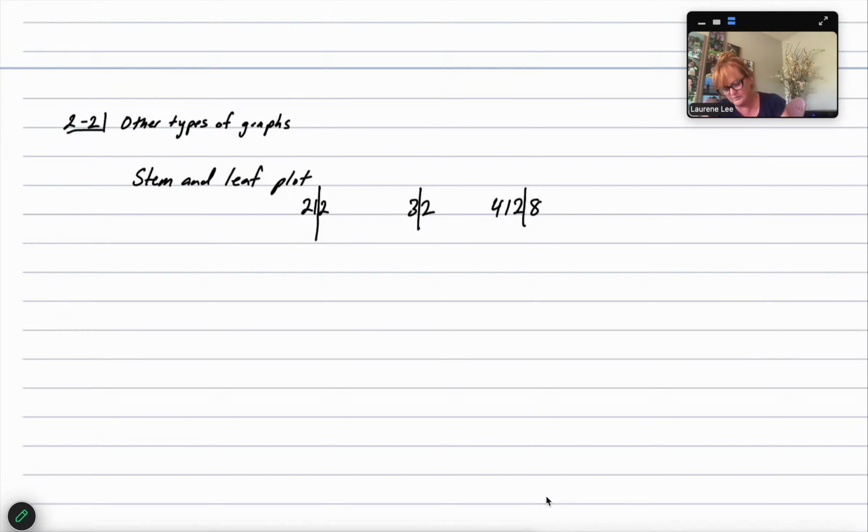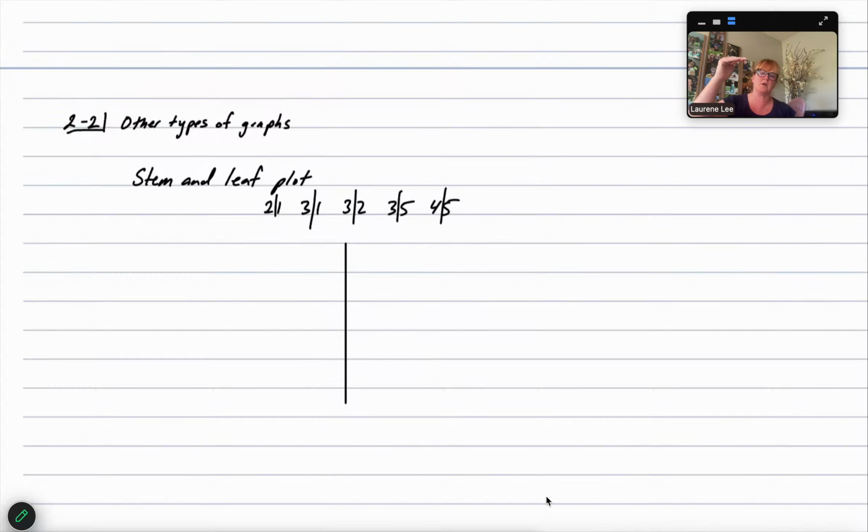So let me give you an example. Let's say we have a data set of 21, 31, 32, 35, and 45. All of these are going to split between the ones and the tens column. The way you make this plot is you have one big line down the middle, and on the left you put all of your tens, and on the right you stack your ones. So my first ten is going to be 2 for 21, which looks like 20, and then the 1 on the other side.